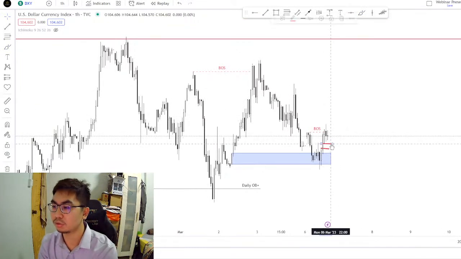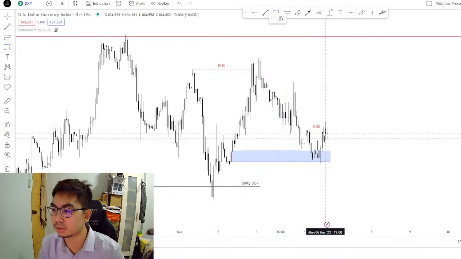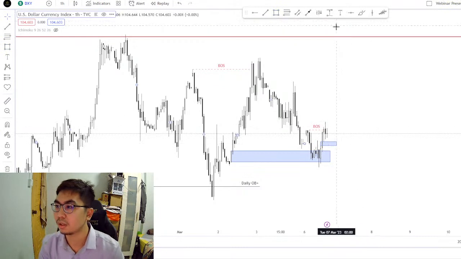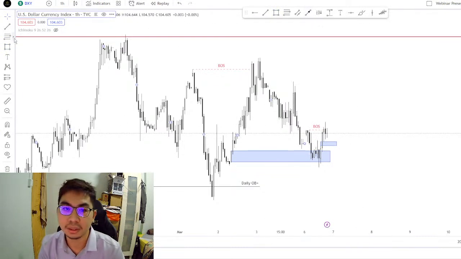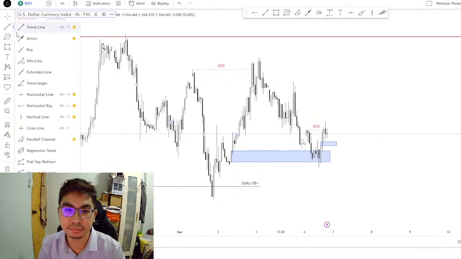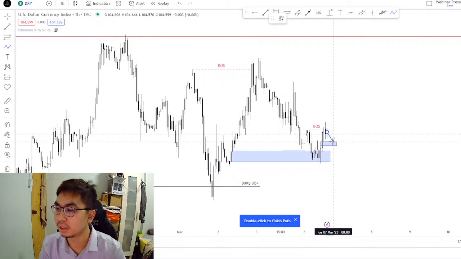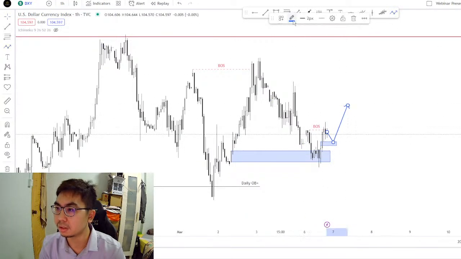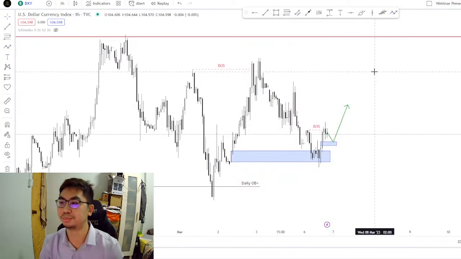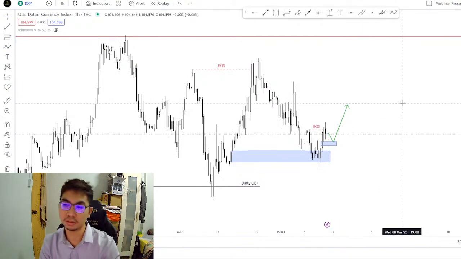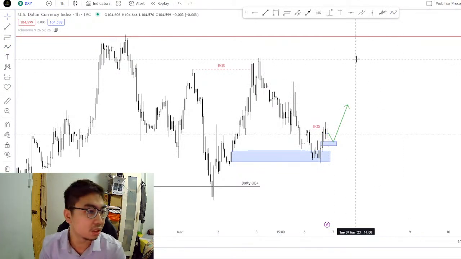Let me just draw it out quite nicely. We have a nice little fair value gap. Price likely, let me get my arrows. Where's the path? Okay, the path too is very important. Tap in and possibly continue moving bullish. So that's a scenario that I'm looking at.